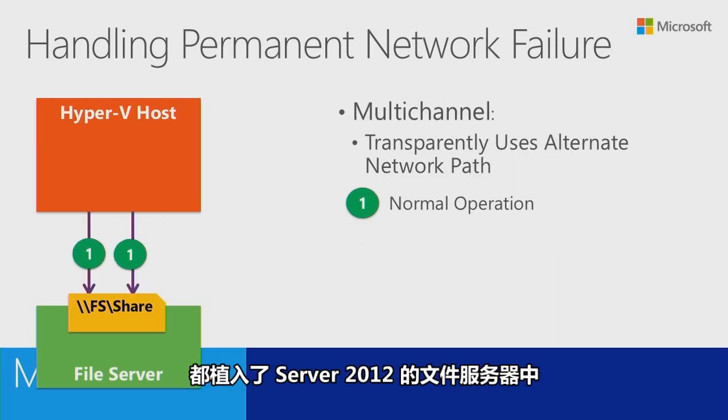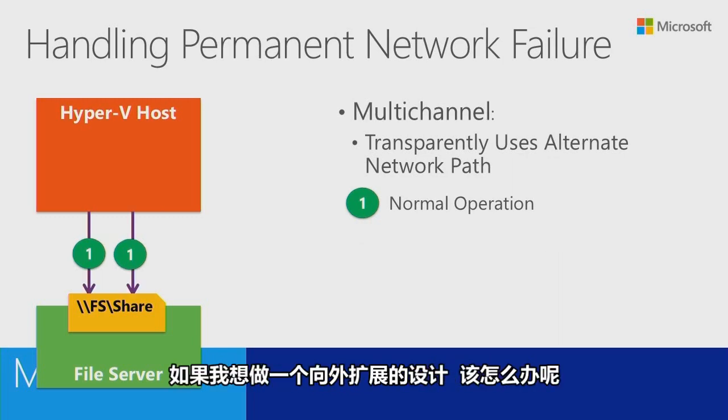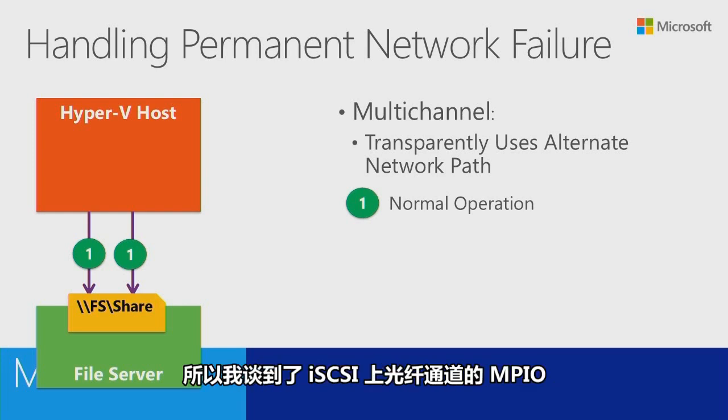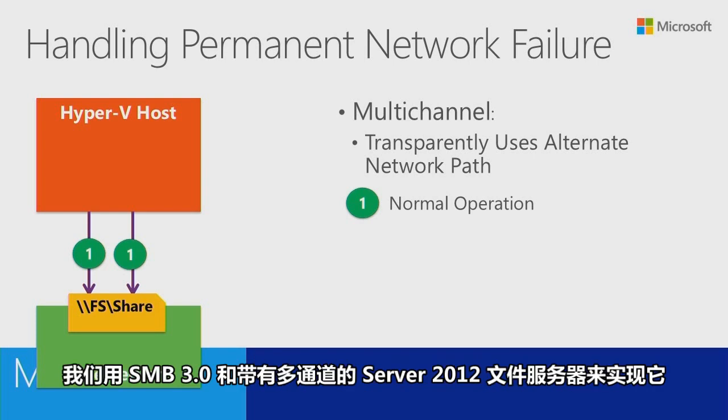All this resiliency is built into the SMB3 protocol and the enhancements we made in the Server 2012 file server. Well, what if I want to do a scale-out design? I want to take advantage of multichannel. I talked about MPIO for Fibre Channel and iSCSI. Well, guess what? We've delivered that with SMB3 and the file server in Server 2012 with multichannel.